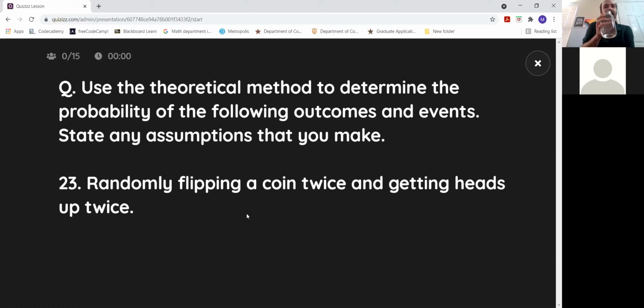But here we go. Use the theoretical method, determine the probability of the following outcomes and events. State any assumptions that you make. We're randomly flipping a coin twice, and we're getting heads up twice. So again, when we think about theoretical probabilities, we think about the event. How many times is that event going to occur out of the total number of different outcomes that we can have?